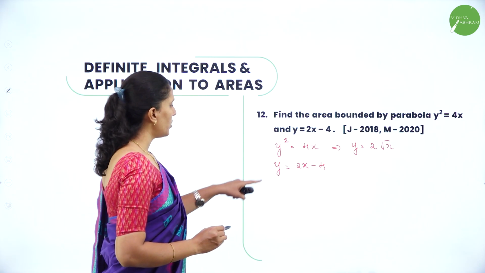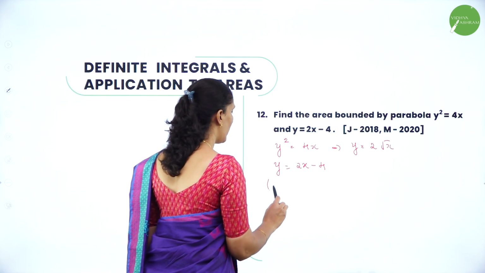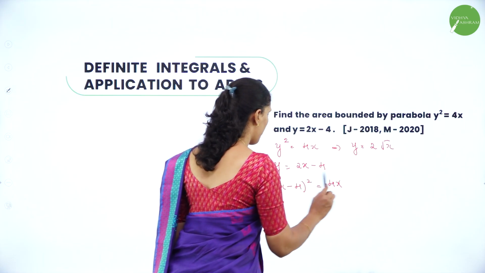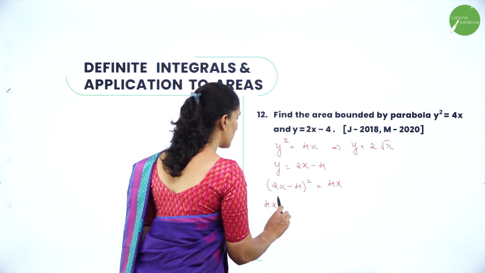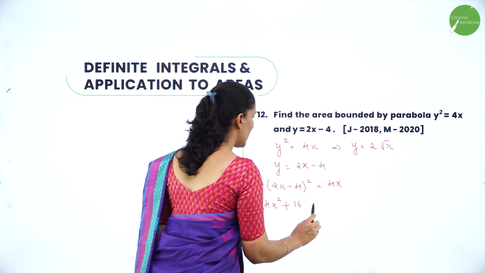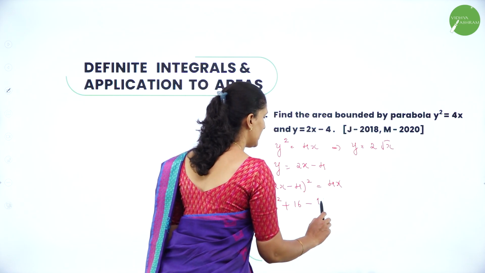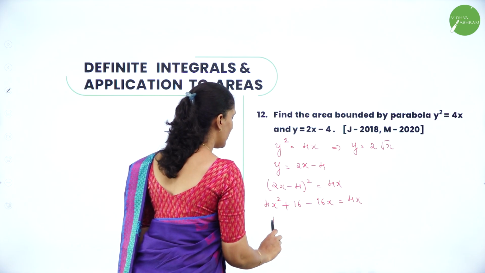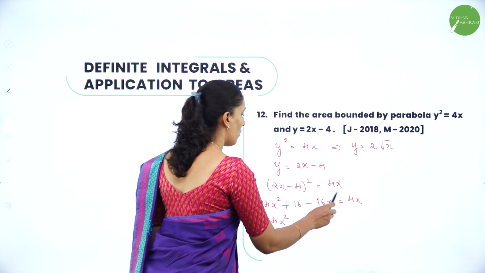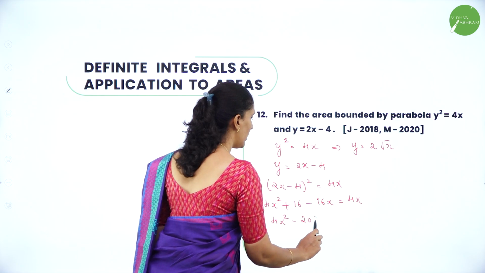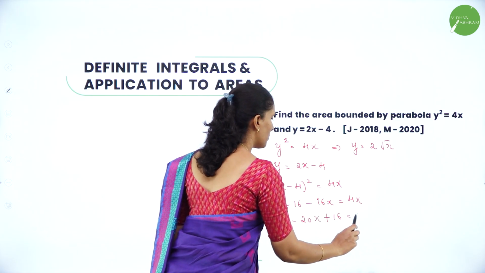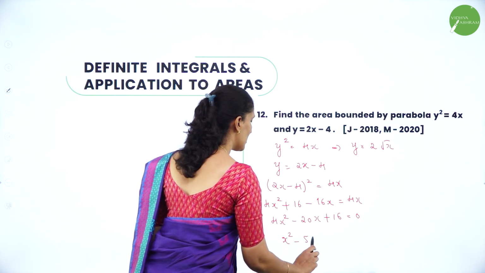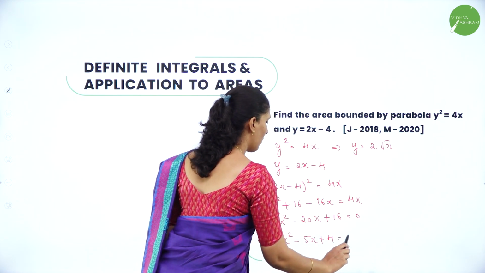So, substituting y is equal to 2x minus 4, we will get (2x minus 4) whole square is equal to 4x. So, which is 4x square plus 16 minus 16x is equal to 4x. Or we can write this as 4x square, 4x when it comes here becomes minus 20x plus 16 is equal to 0. Dividing throughout by 4, we will get x square minus 5x plus 4 is equal to 0.